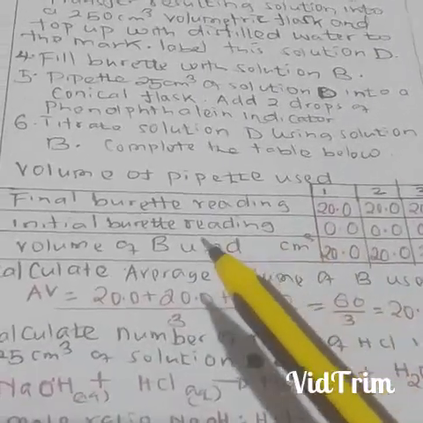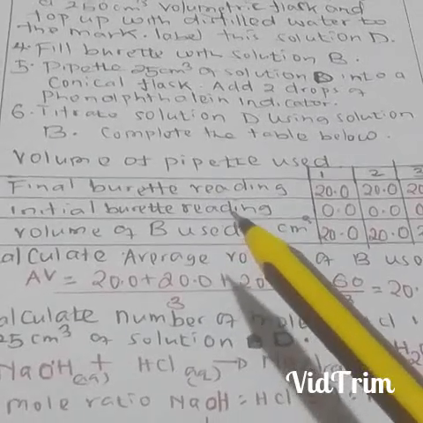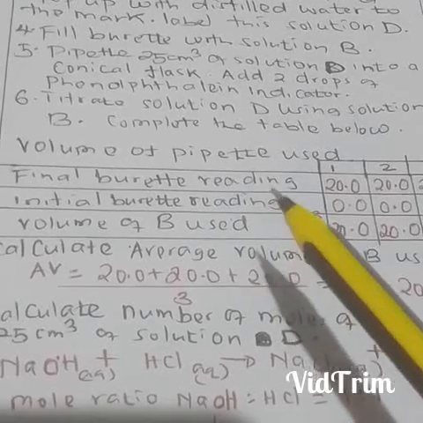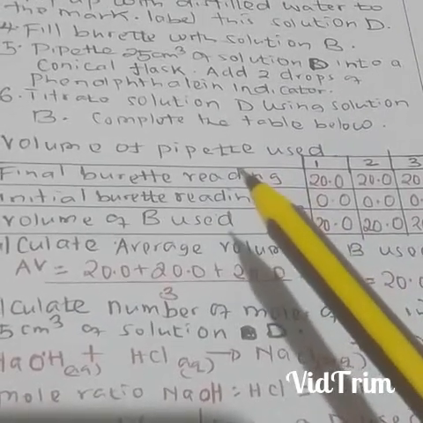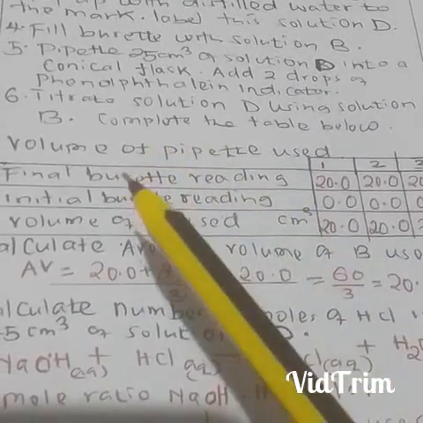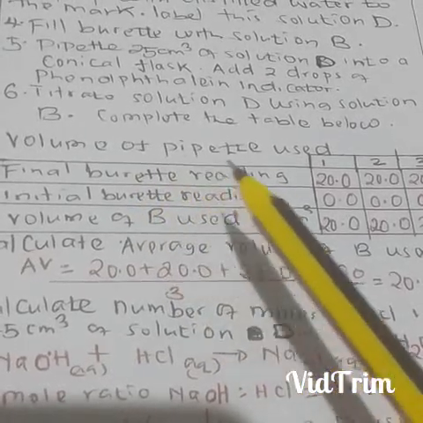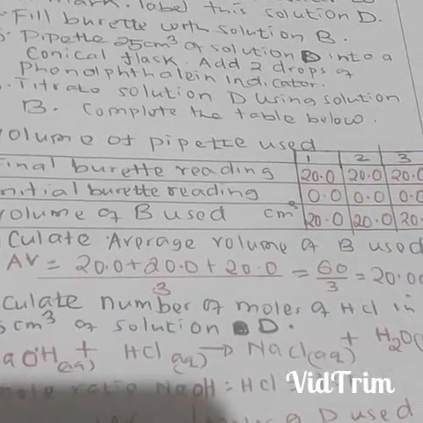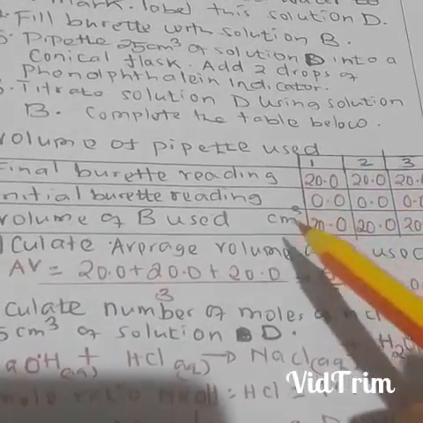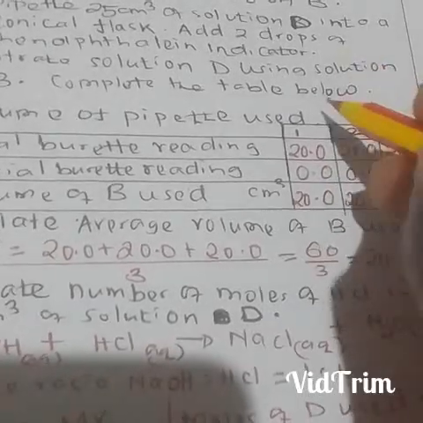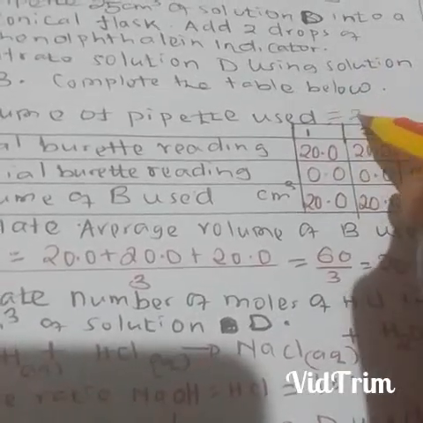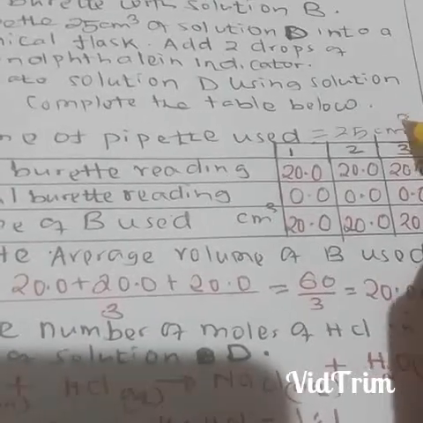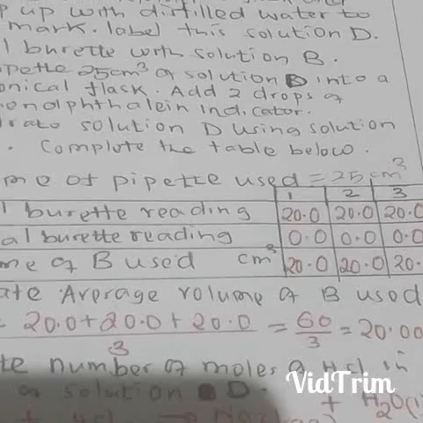When it comes to the titration table, it is showing whatever was put in the burette. And first of all, every time you will be asked to give the volume of the pipette used, which is 1 mark. So the volume of the pipette used in this case is equal to 25 cm³. That's the volume of the pipette used.